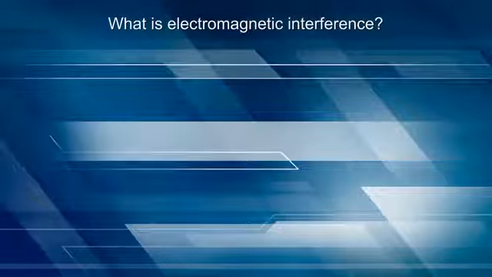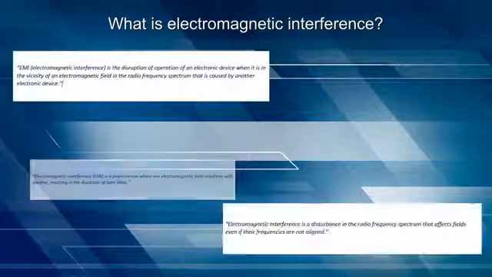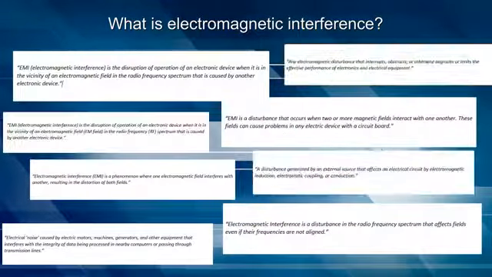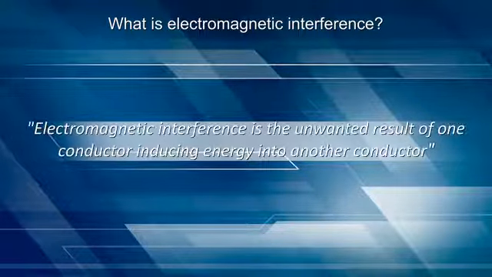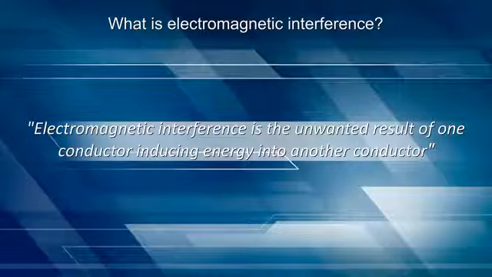Okay, now that we have that out of the way, we can start with the question, what is electromagnetic interference? There are different definitions available on the internet depending on the application. But for this video, electromagnetic interference is the unwanted result of one conductor inducing energy into another conductor.